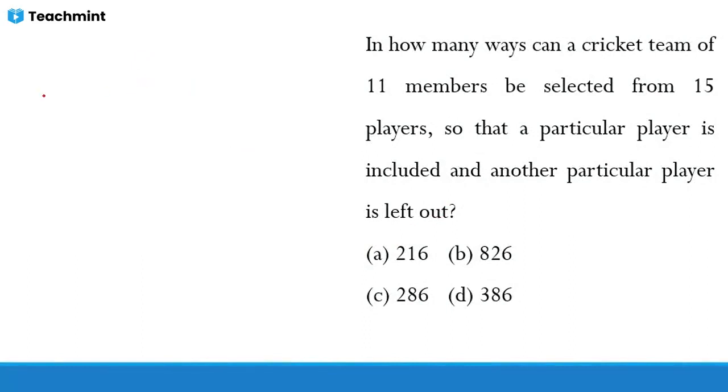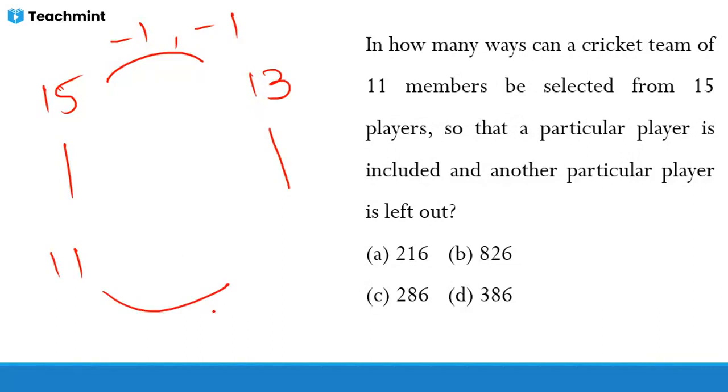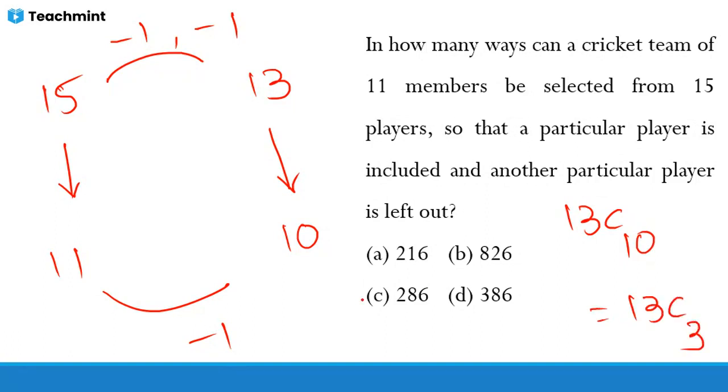286. So among 15, actually 11 are to be selected. You want to focus on 11. But here, one person included, one person left out. We need only 13. But one person included means you need to select 10 out of 13. It's 13C10, which can be written as 13C3, 286. 13C3 is nothing but 286. Good. I hope you can see the screen and it's visible. Clear.